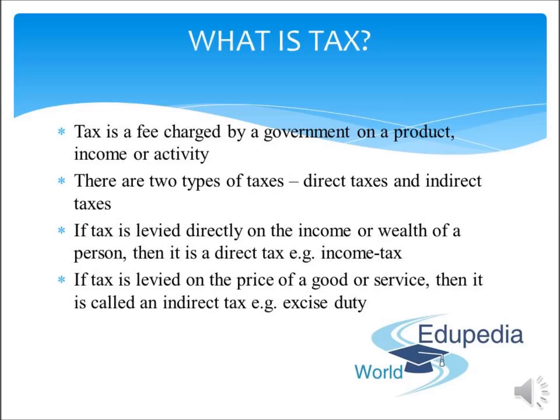There are two types of taxes, direct taxes and indirect taxes. If taxes are levied directly on the income or wealth of a person, then it is a direct tax. For example, income tax. So income tax is a direct tax because it is levied directly on the income which is earned by me, and I am only liable to pay the tax on my income.